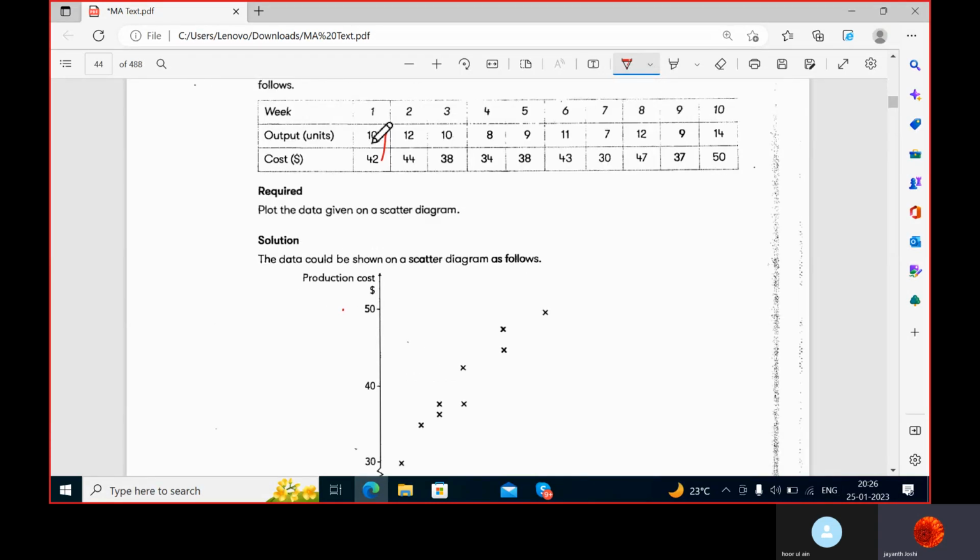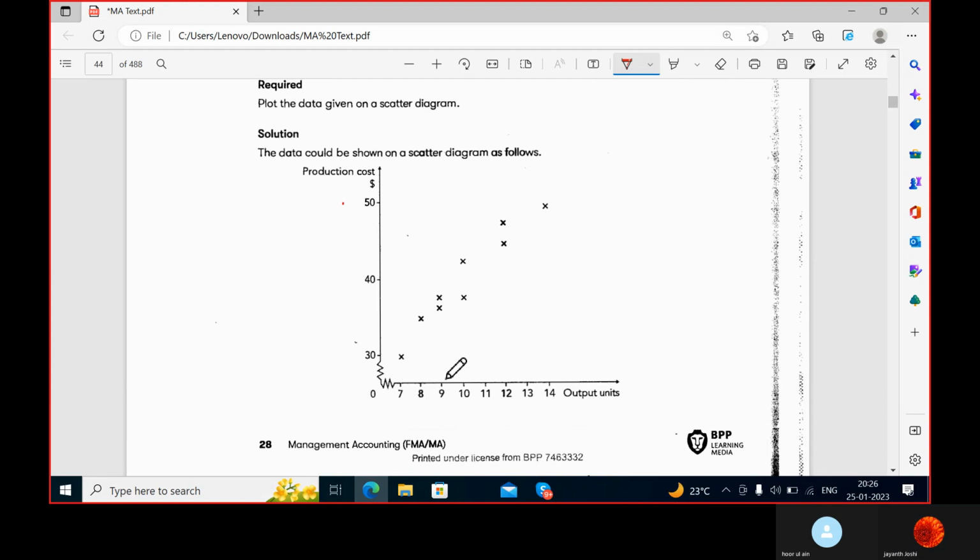So what is your output? 10. What is your cost? 42. So where is 10? So 10 is here, and exactly above 10, can I write 42 here? Correct? Yeah, I can just plot this. It doesn't show a trend, but this is a scatter graph.